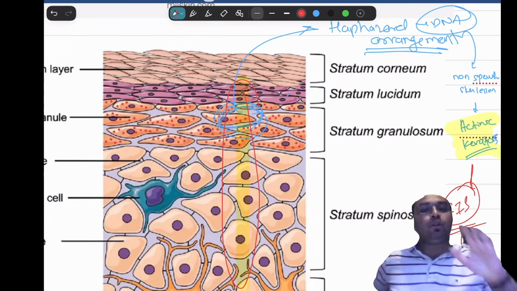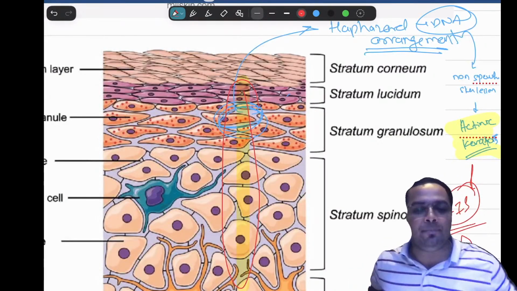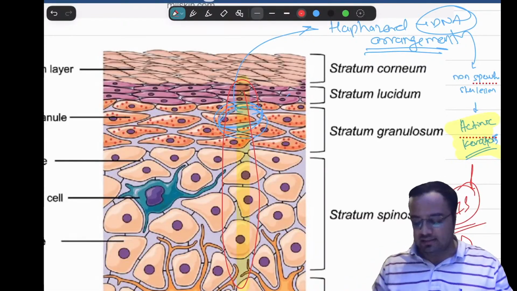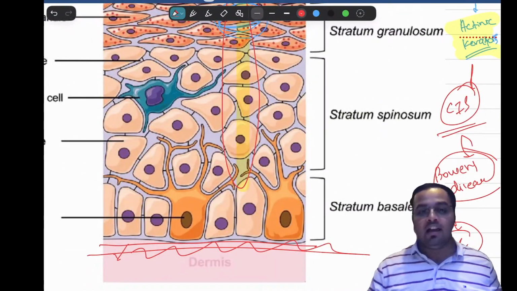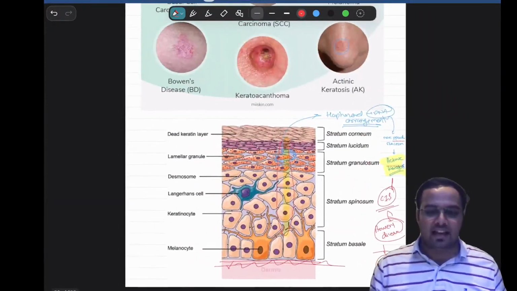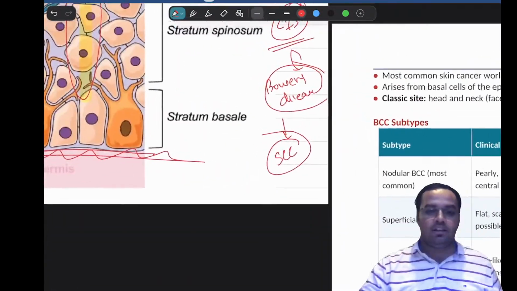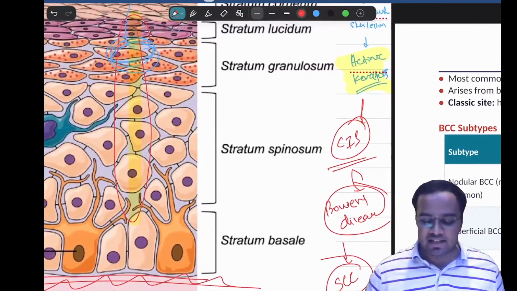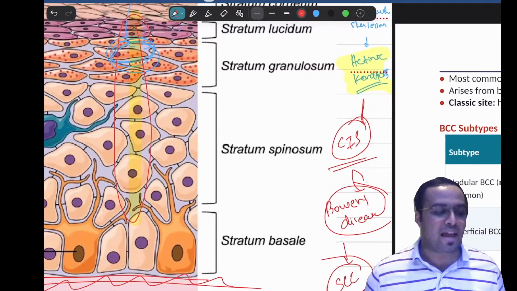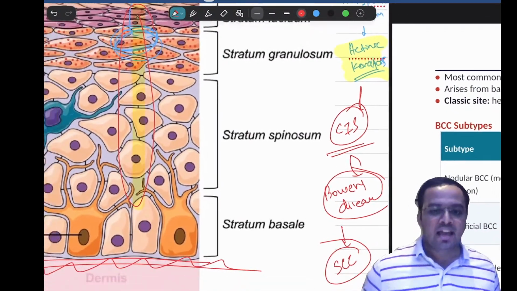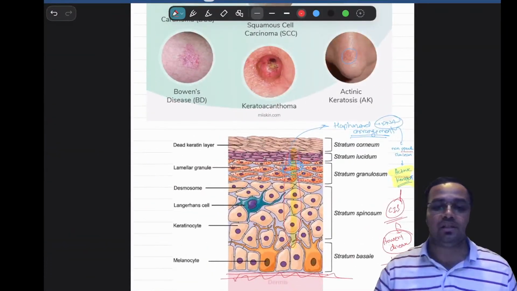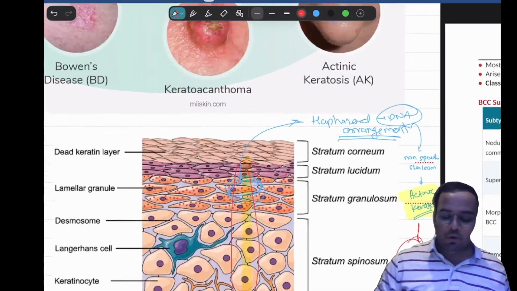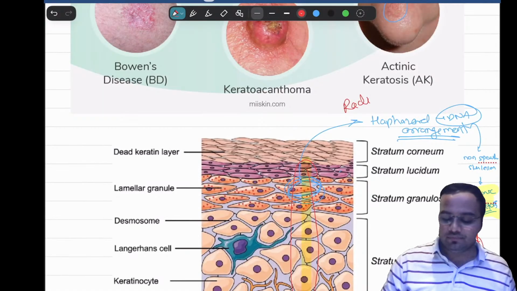And when it actually penetrates the basement membrane, then we are going to call it a squamous cell cancer. So before the squamous cell cancer happens, what important things do you need to know? The one important thing is that initially the patient is going to present with a pre-malignant lesion like actinic keratosis. Then the patient is going to have Bowen's disease, and then the patient is going to have squamous cell carcinoma. But this is when the patient is only and only exposed to radiation.